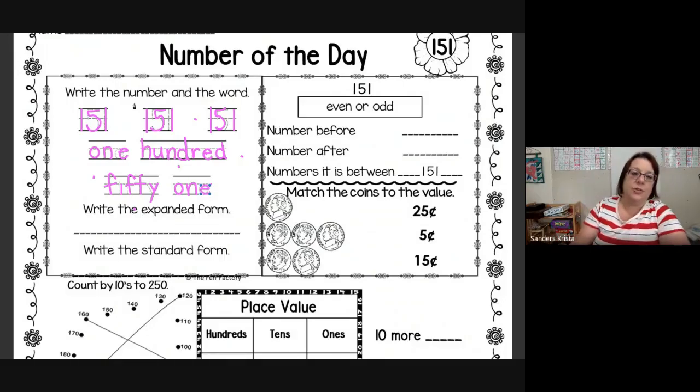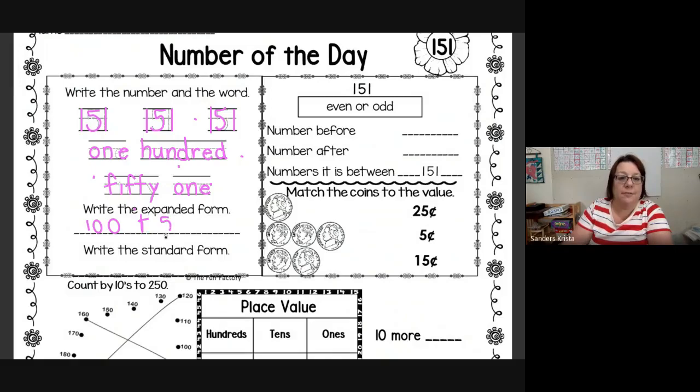Okay, now to write 151 in expanded form, we just write down what we hear in the words. 151. We hear the 100, 100 plus 50 plus 1. 100 plus 50 plus 1.